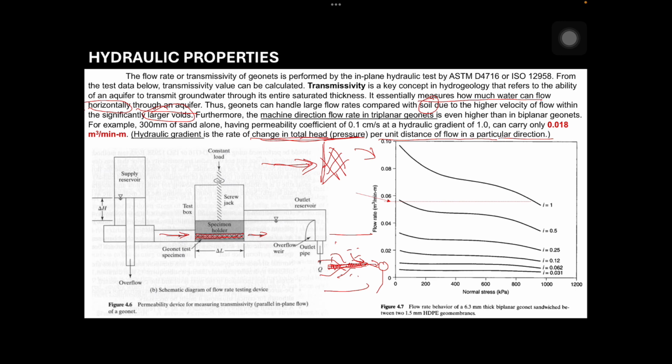So, that is how Geonet provides drainage horizontally. And the amount of flow that it can provide can be measured by this test, ASTM D4716, or the transmissivity flow calculation. So, we see there is a water supply, and in this reservoir the pressure or the head is controlled, right? Head is of course pressure, then corresponding pressure. So, there is a pipe there, which is how the head is controlled here.